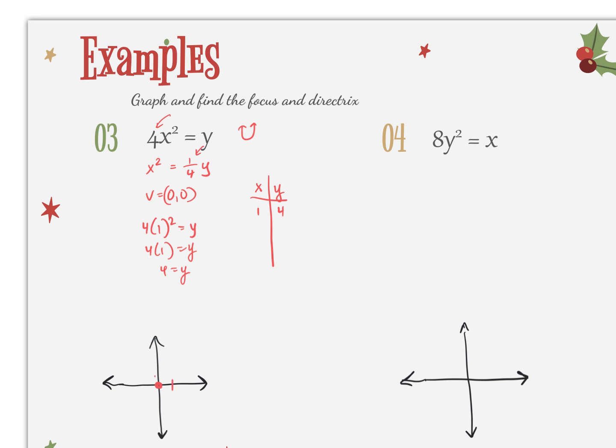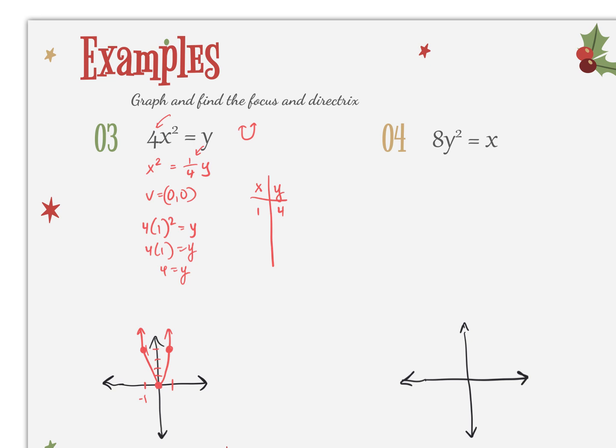I got 1, 1, 2, 3, 4. And my graph will look like that. And again, it's going to mirror. So it'll look something like that. So my graph looks good. Now that I have my graph, I need to find my foci or my focus and my directrix.